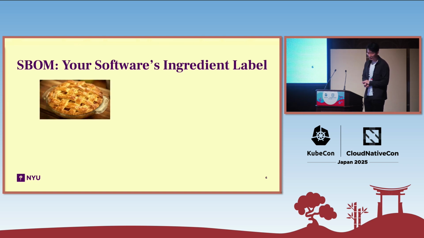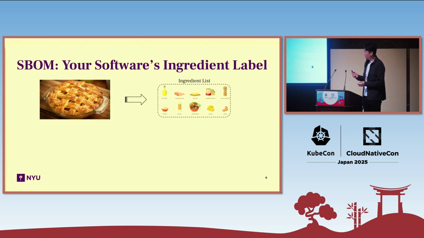Let's go to the pie analogy for a moment. When you walk in a store and pick up a packed pie, there's a label on it, an ingredient list. You can see what went into it, like flour, butter, eggs, maybe nuts. This list is essential, especially if you have an allergy or some concern. You need to trust what's written there.